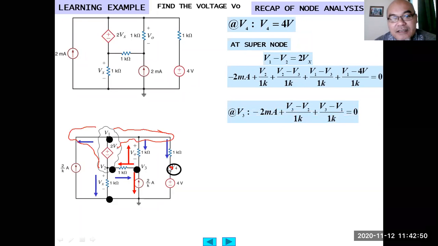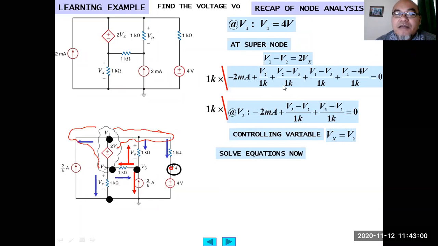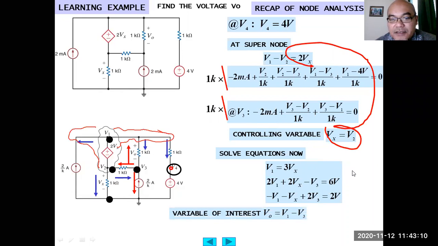From here, at V3, as written here, the controlling variable Vx is the voltage across this 1 kilo ohm, which is the same as V2. Then we solve the equations by multiplying all of them by 1K. We obtain a system of 3 equations with 3 unknowns, V1, Vx, and V3. The variable of interest, V output, is V1 minus V3.